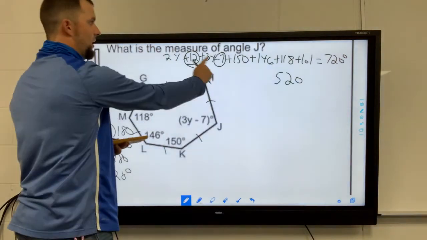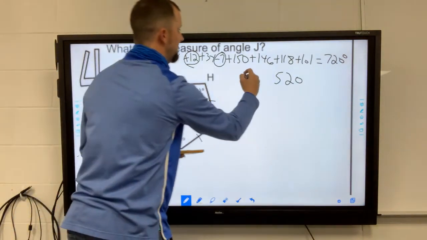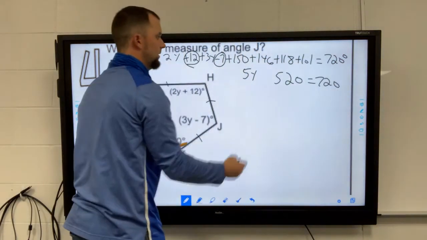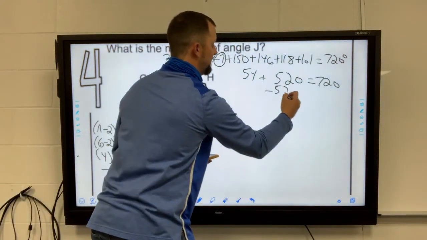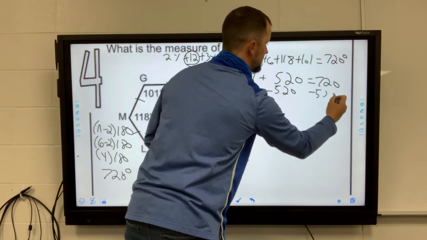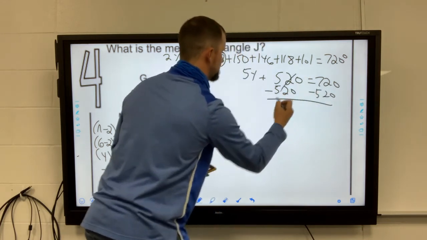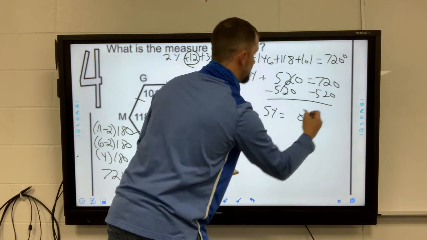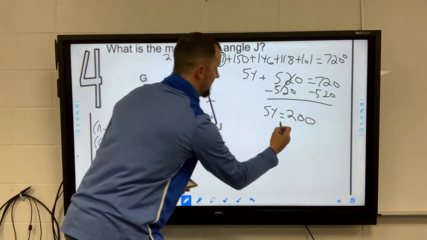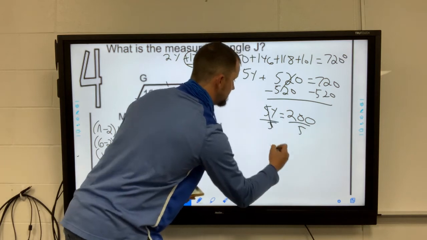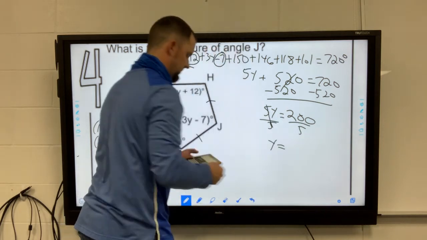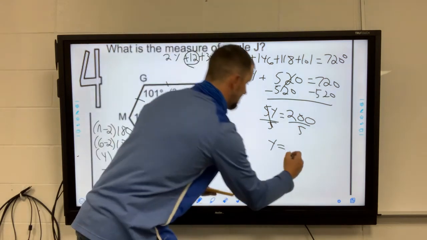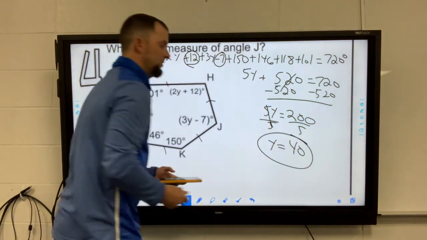And then I'm going to combine my y terms. So 2 and 3 give me 5y. And all that's going to add up to 720. So I'm going to subtract 520 on both sides. So it's going to cancel here, bring down the 5y. So I get 0, 0, 720 minus 520 is 200. And then I'm going to divide by 5 on both sides, which is going to end up giving me, should be 40, if I'm not mistaken. Should be 40. So that means your y value is going to be 40.